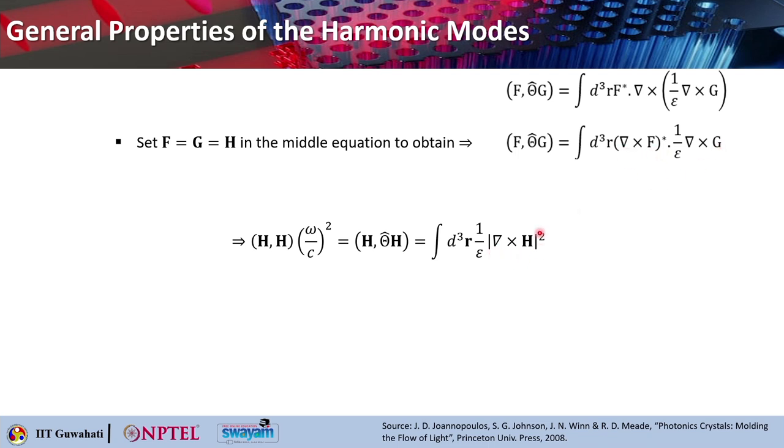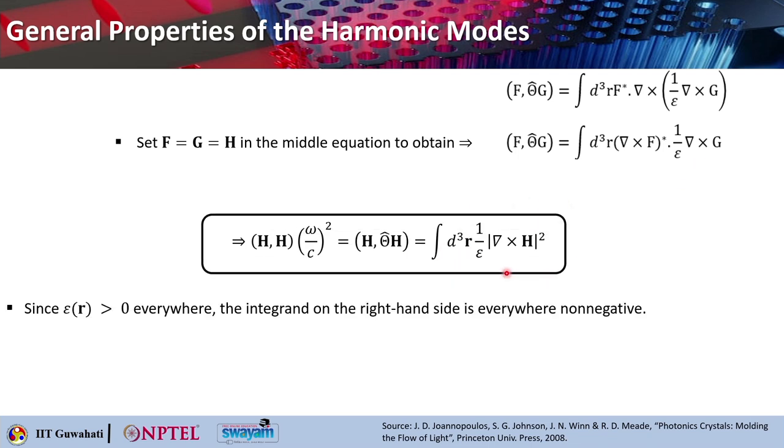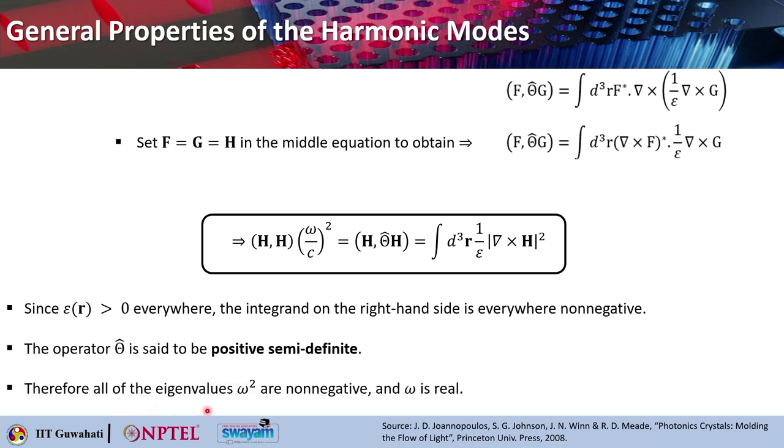So, you have curl of H whole square, and this is how the equation looks. Since epsilon r is positive everywhere, the integrand on the right side is also everywhere non-negative. That means you can say that this operator theta cap, the Maxwell operator, is positive semi-definite. Therefore, all the eigenvalues omega square are non-negative and omega is also real.